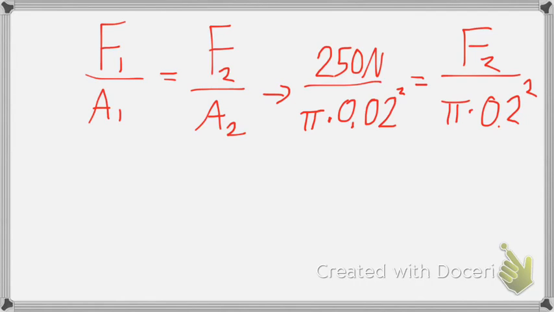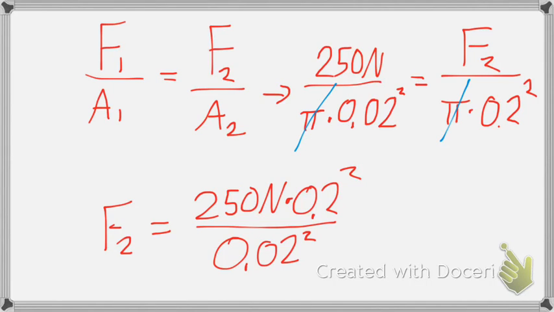So I've got 250 newtons for F1 divided by pi times 0.02 squared equals F2 divided by pi times 0.2 squared. And check this out. We've got a factor of pi in the denominator of both sides of this equation. So that'll cancel. Then all I got to do is solve for F2. Well, plugging in your various values, you come out with 25,000 newtons. So by simply changing the radii by a factor of 10, I can now increase the force output that I get by a factor of 100, which is why these sorts of devices are really, really useful.